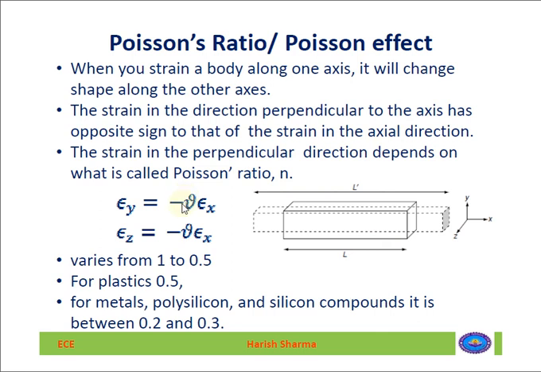The value of this Poisson ratio varies from 0 to 0.5. For plastic it is 0.5, and for metal, polysilicon and silicon compounds it is between 0.2 and 0.3.